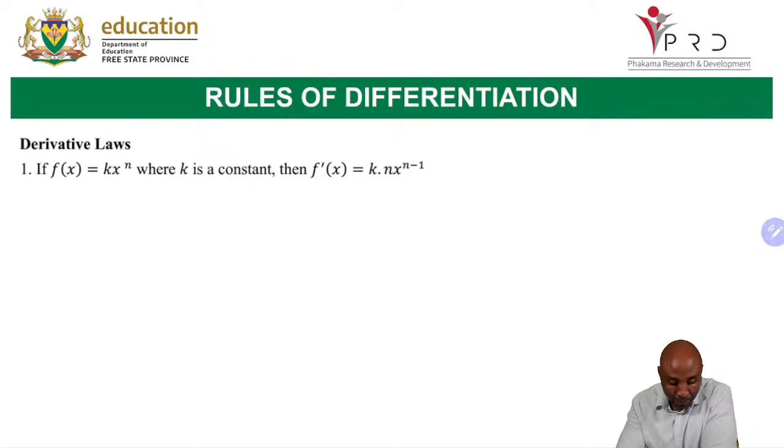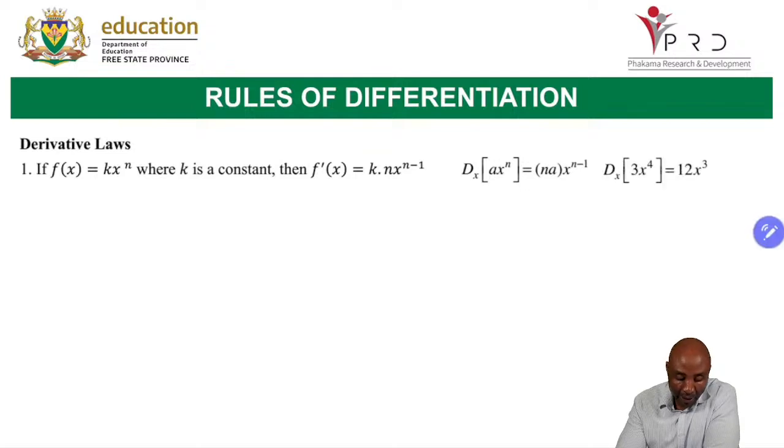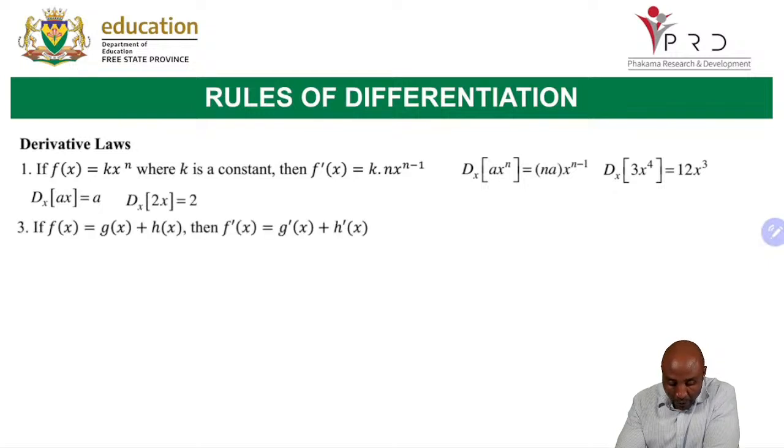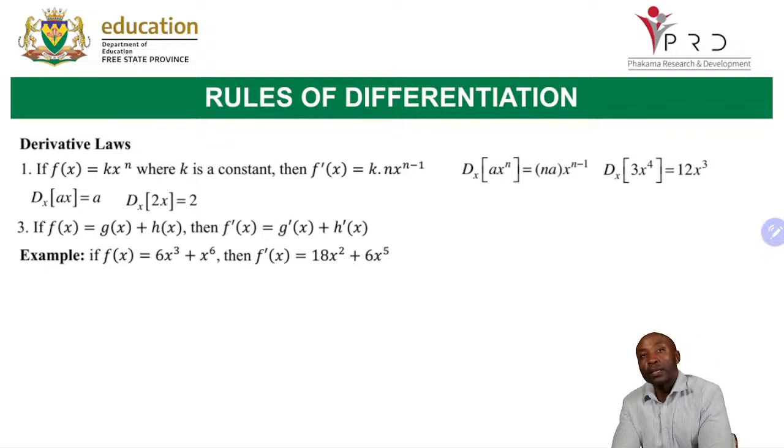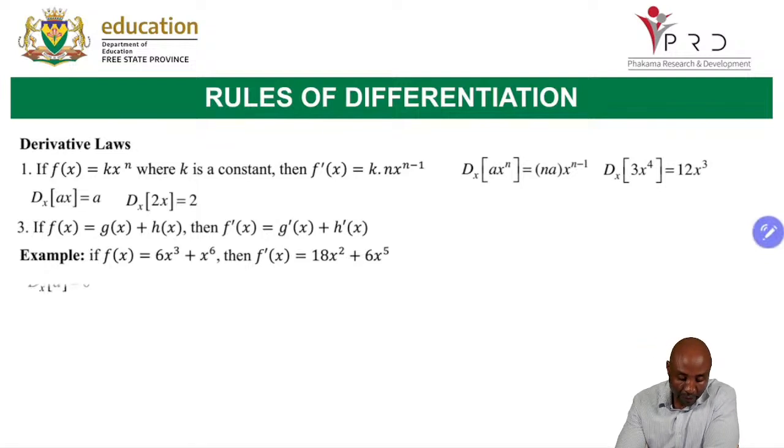The rules, we know them. Below, our exponent multiplies the coefficient and our exponent is reduced by 1, and we are able to get the derivative there. And we must be able to do the derivatives of our composite functions where we have different exponents, so you differentiate each one as it comes. 6x cubed plus x to the exponent 6, so the derivative becomes 18x squared plus 6x exponent 5.